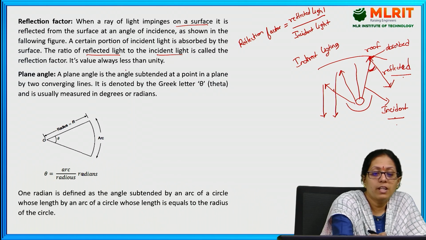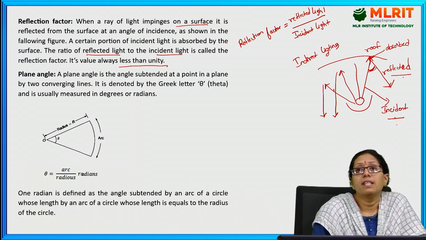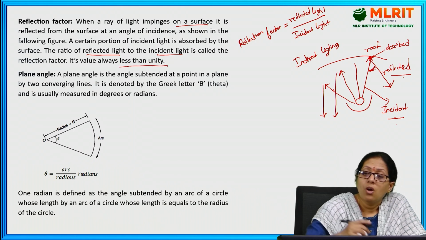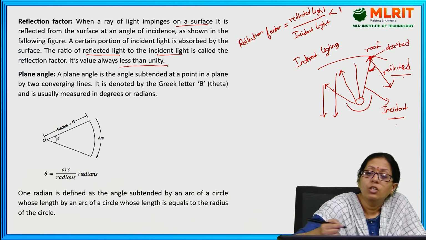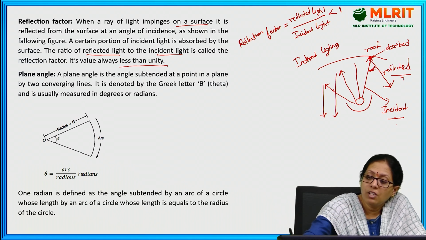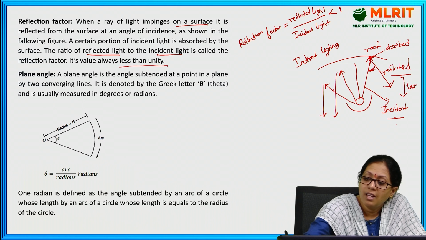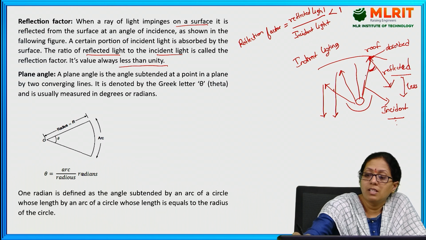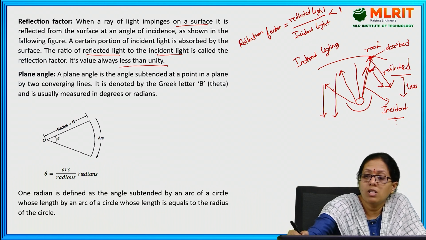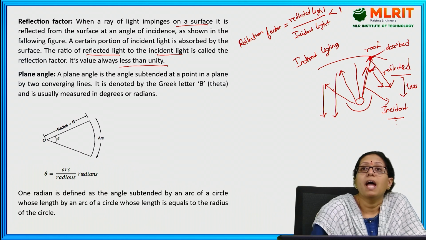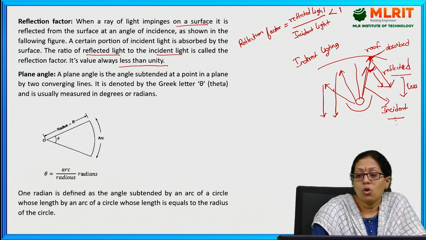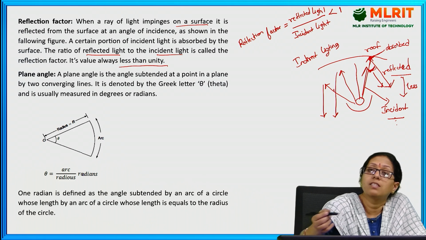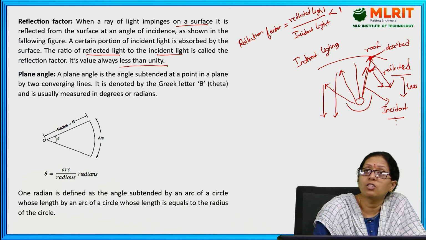And reflection factor is always less than unity. It is always less than unity because the reflected light is always less than the incident light, because some kind of light is being absorbed on the roof. So, the reflection factor is always less than 1.